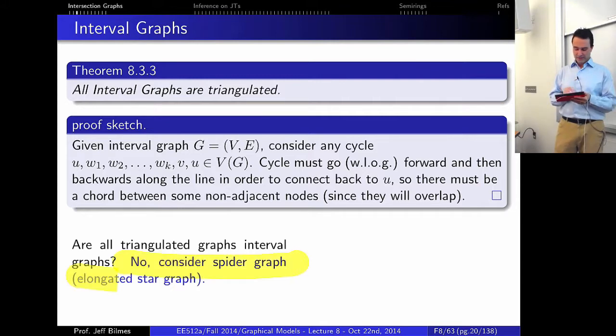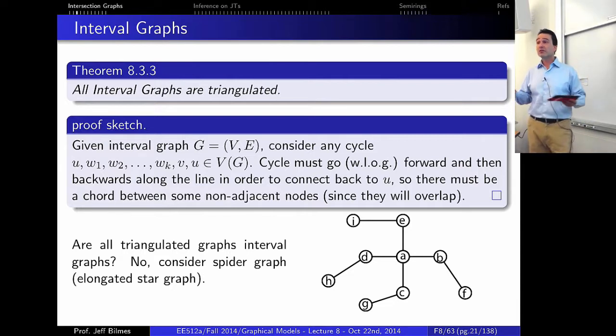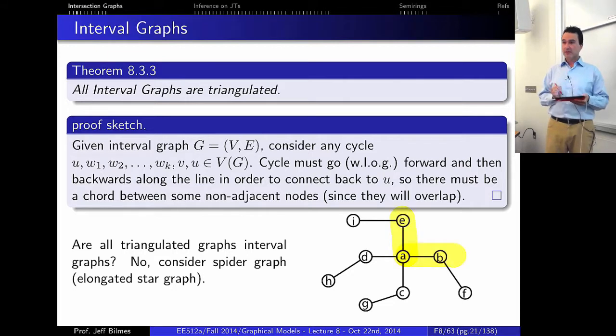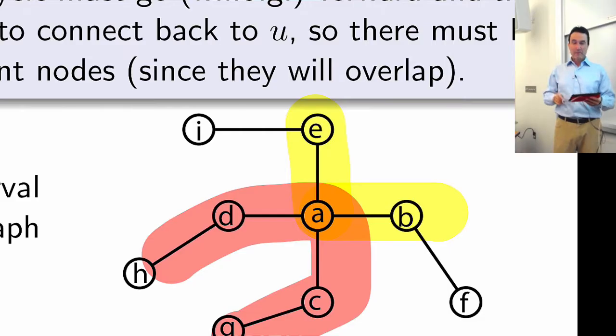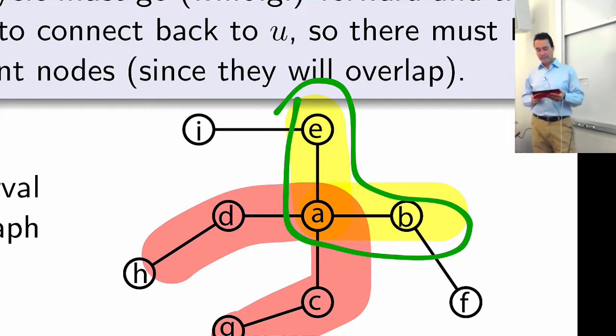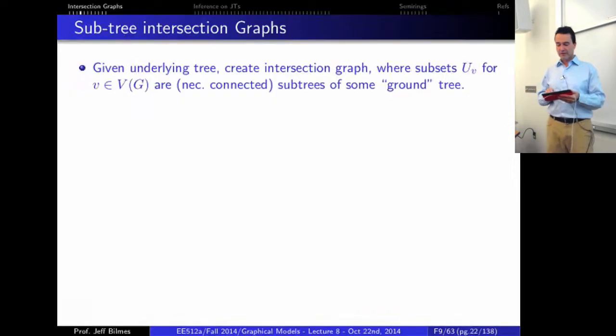The answer is no. It's a little bit of a tricky question. So consider the elongated star graph, like this guy. It's kind of like a spider graph in some sense. First of all, this is clearly a triangulated graph. It's a tree, in fact. If this was an interval graph, then since E and A and B and A are connected, E's interval and B's interval must both overlap with A. But then D must overlap with A and C must overlap with A. But that's not an edge, right? And this is not an edge. So it must mean that one of these edges exists. So therefore, that spider graph can't be an interval graph.